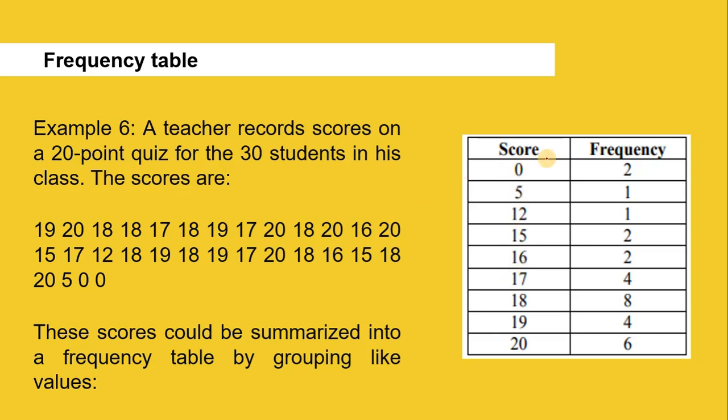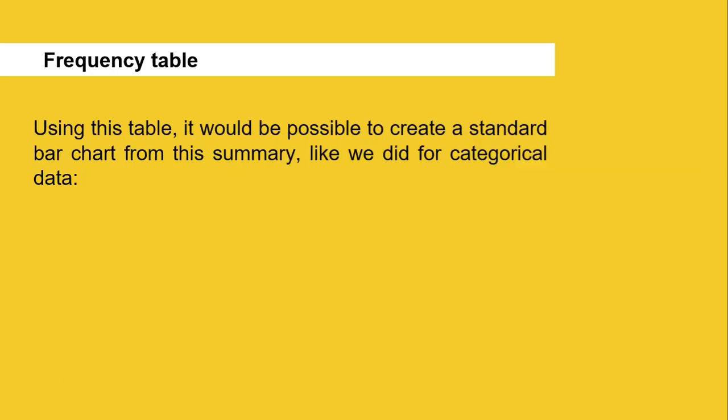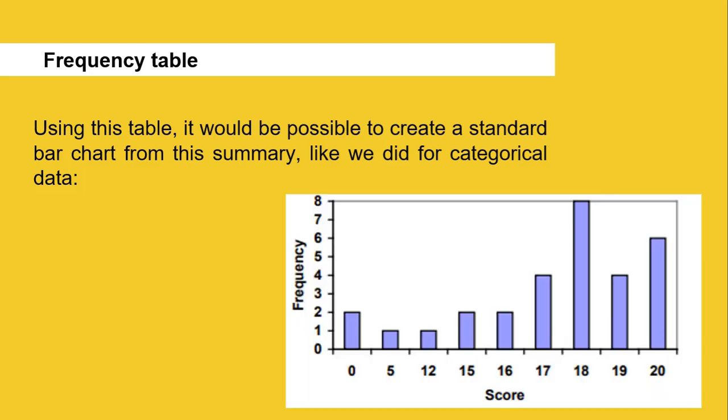We have the 0 score, it occurs 2 times. So there are 2 students who got 0, the score of 5, only 1, score of 12, 1, 15, 2. So the scores are here at this part. And then to organize this data, it would look like this. So just counting, sorting them, grouping like values. It's easy as that. Okay, so using the table, it would be possible to create a standard bar chart also from the summary, like we did for the categorical or qualitative data.